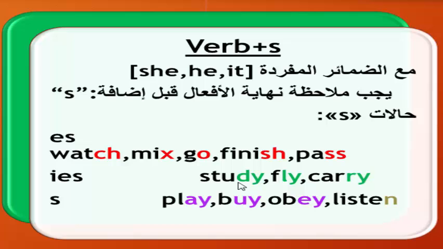If the verbs end with Y, like study, fly, or carry, we add IES. We cancel the letter Y and then add IES. But with verbs such as play, buy, obey, listen, and so on, we directly add S.